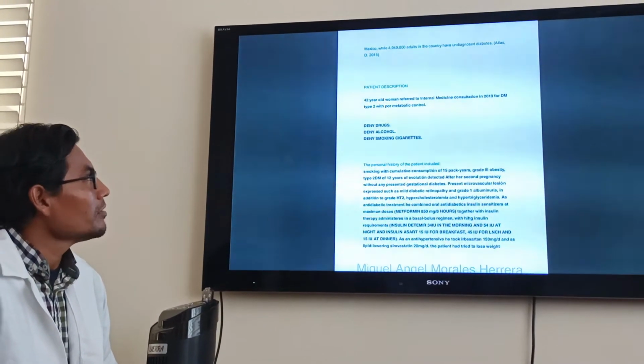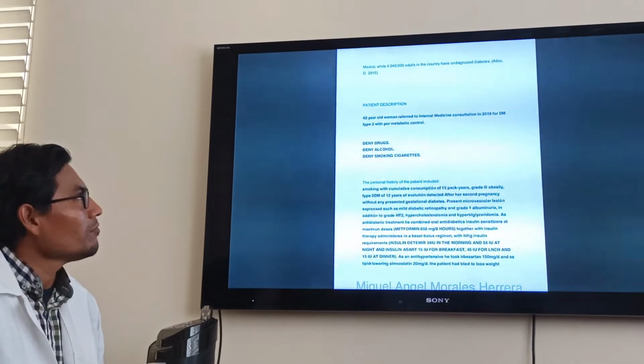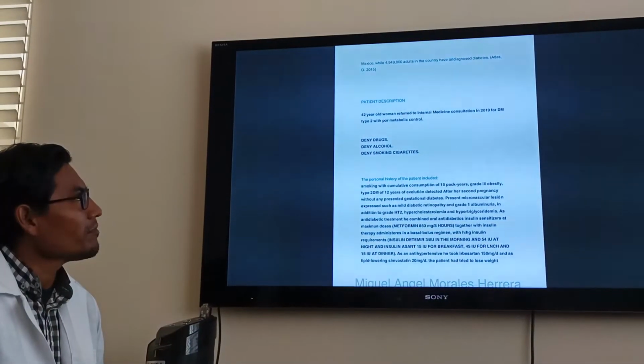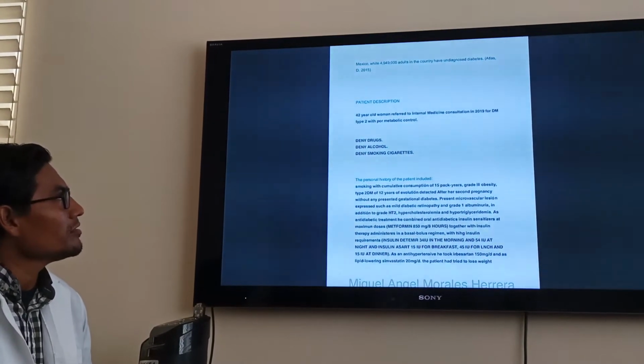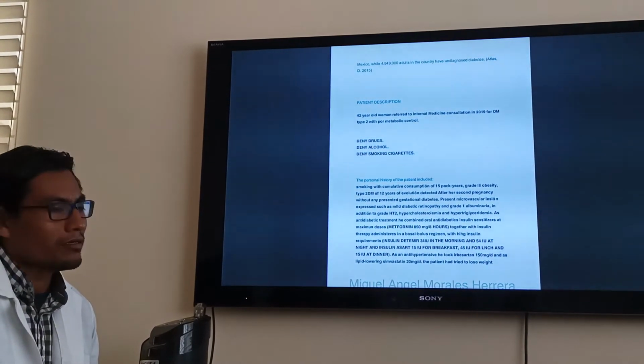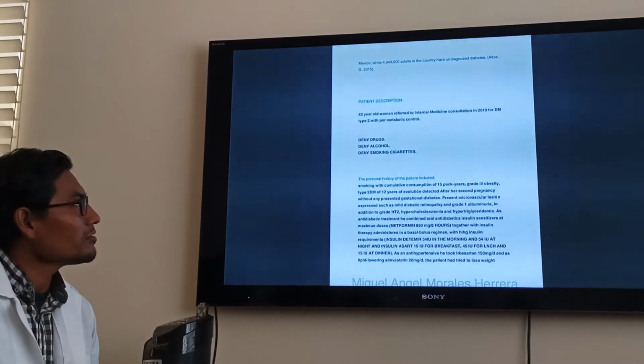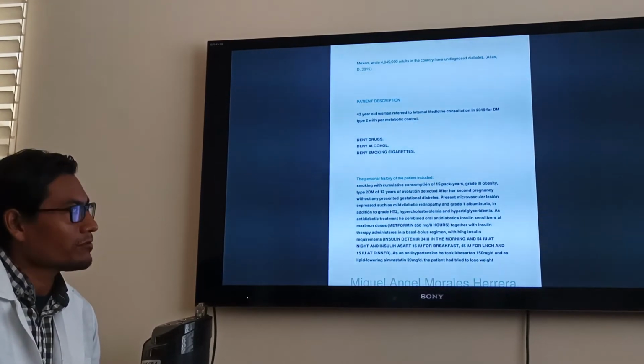Patient description: a 42-year-old woman referred to internal medicine consultation in 2019 for type 2 diabetes mellitus and metabolic control. No drugs, no alcohol, and smoking cigarettes.